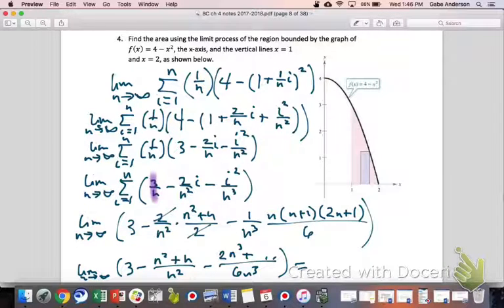So the limit as n goes to infinity of 3 is just 3. What about the second term, the n squared plus n over n squared? As you apply the limit as n goes to infinity, it's 1. So it's going to be 3 minus 1 minus, and then how about the last one? 2/6 or 1/3. So 3 minus 1 is 2, and 2 minus 1/3 is 5/3. So, according to Riemann, that's the area of that.